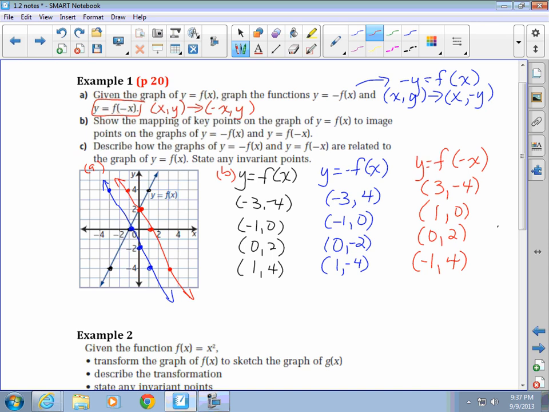Our invariant points are the points where the graphs have a point in common, or that point doesn't change when we do our negative values on there. So this would be the invariant point for that graph. So invariant point between these two would be at negative 1, 0. And the invariant point between these two would be at that 0, 2.